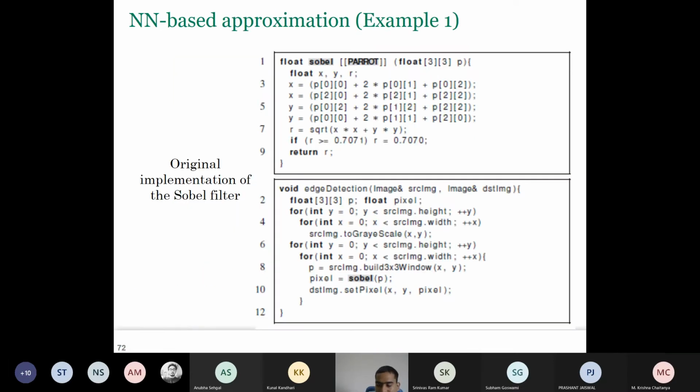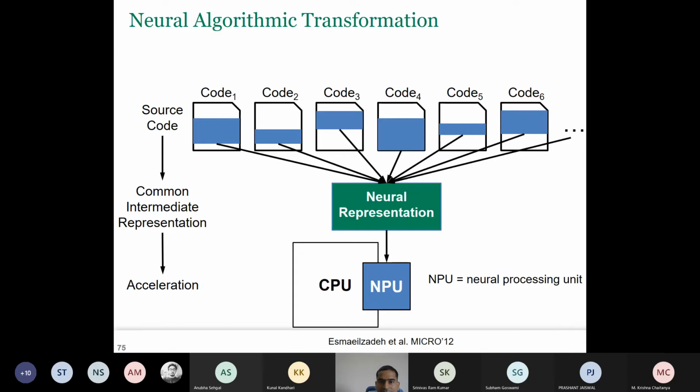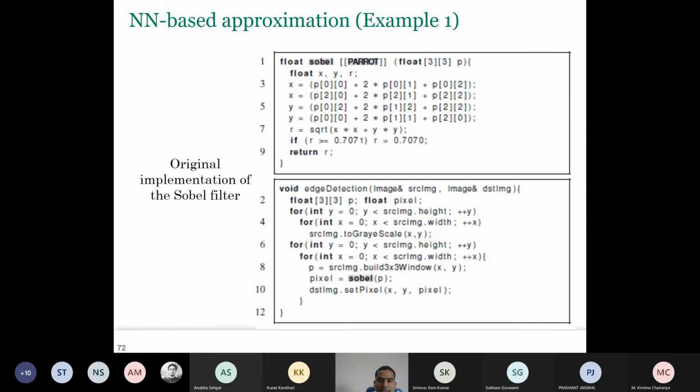I will show it in just a moment. Let me first show this part. Yeah, here is the idea. We can have, for example, code one, code two, many codes may be there. Some of it may be amenable to neural network approximation, so we can have a neural representation for them. Most of the code runs on CPU, but this neural representation code runs on the NPU, the neural processing unit. Okay, now let us see some examples.